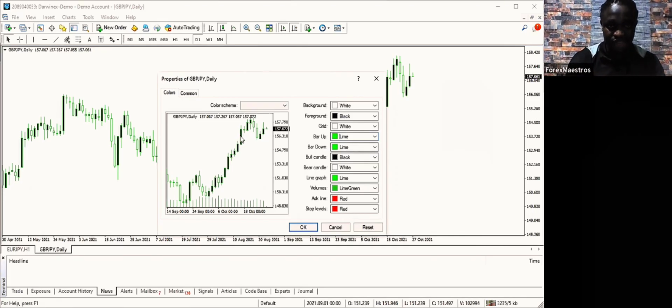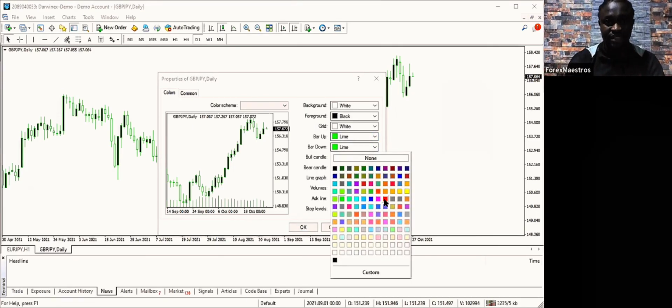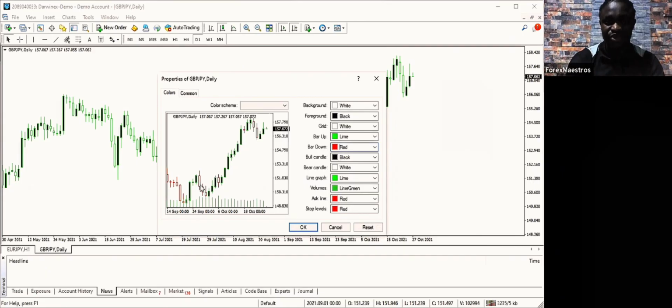And look at it here. Notice this, it is green. Notice the ones in white, it is also green, the line around it, but I want to separate them. So I will leave my bar up in lime green, but I want my bar down in red. Look at what's happening. What that means is I want the line around the candles when price is dropping to be red, and the line around the candles when price is going up to be green. Bar down means the outline of the candle.